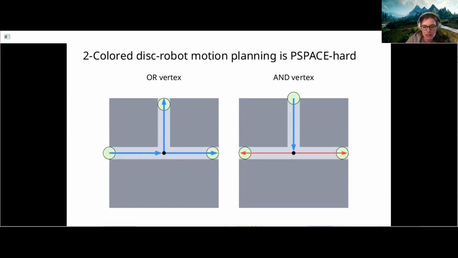And this is the same idea that is used to show hardness for squares as well. Okay, so similarly for the AND vertex, we need to move both of the disks out so that we can reverse the blue edge. So move the top disk inward.